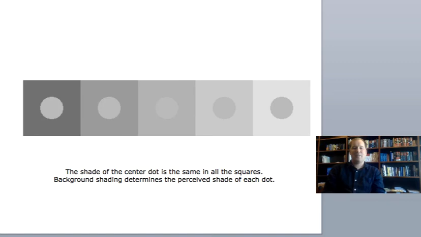Here's another one. Look at the center dots in each of these squares. They're actually all the same shade. Background context matters in determining how light or dark something is. When we judge it, we look to the background to give us context. And when we have a light background, something might look darker, whereas if we have a dark background, something might look lighter.